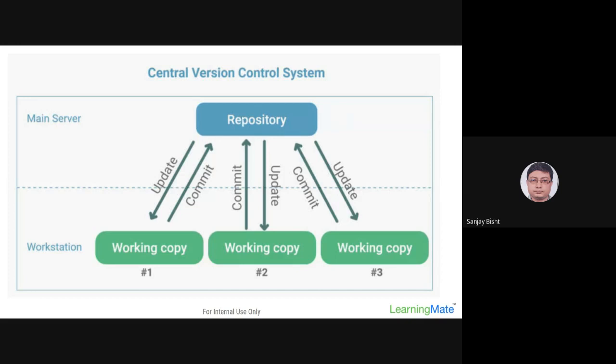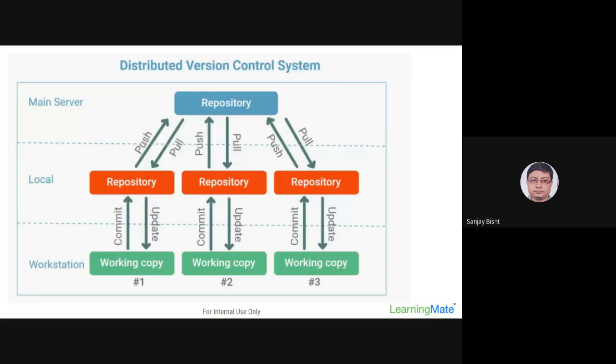But from the version controlling point of view, it was very useful. Because of this, all the different users will see the same image of a repository at all times, right? And it has all the features of whatever we have discussed earlier. It manages and tracks all the changes. It allows us to roll back to a given tag, to a stable version. So all those facilities were there in the central version control system.